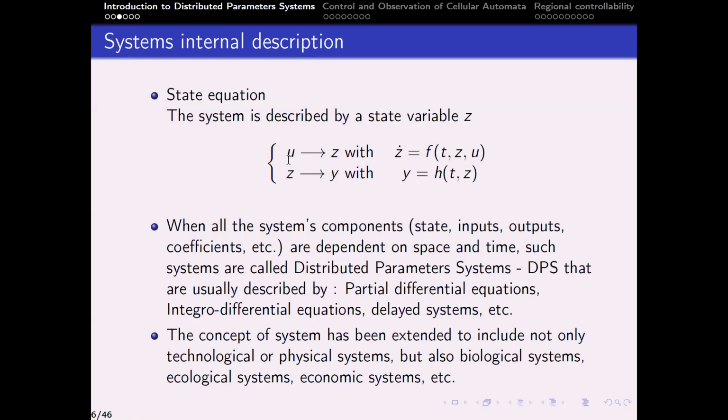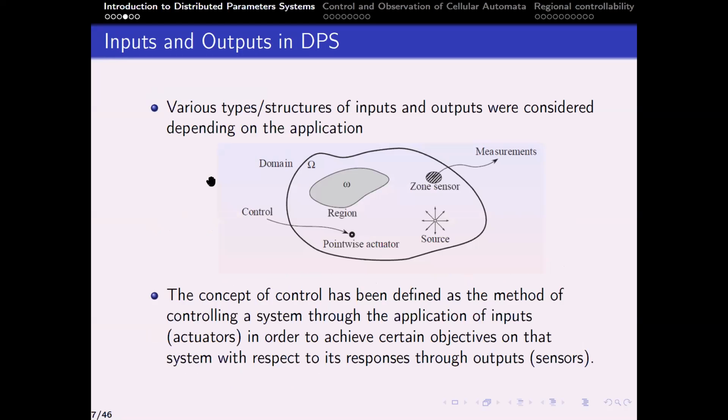The concept of systems has been extended to include not only technological or physical systems, because that was the first meaning and objective of system theory and of control theory. It was for technological issues, but now we are dealing with biological systems, ecological systems, many economic and many environmental systems. We want to extend all these theories to practical applications, and that complicates the system and the study.